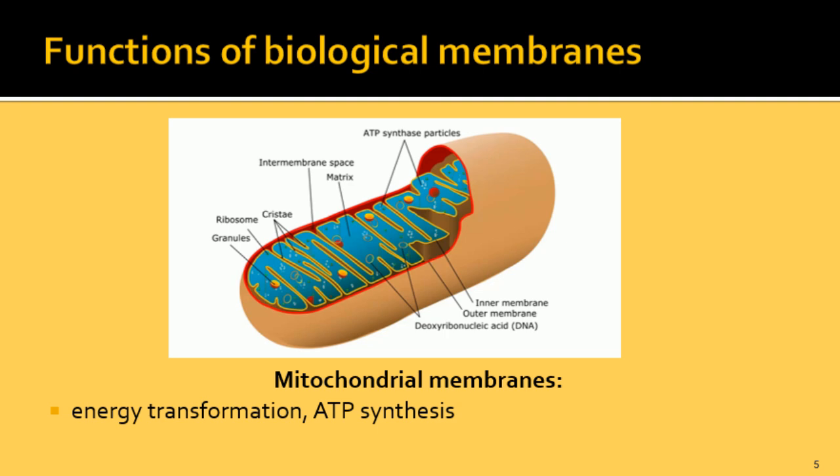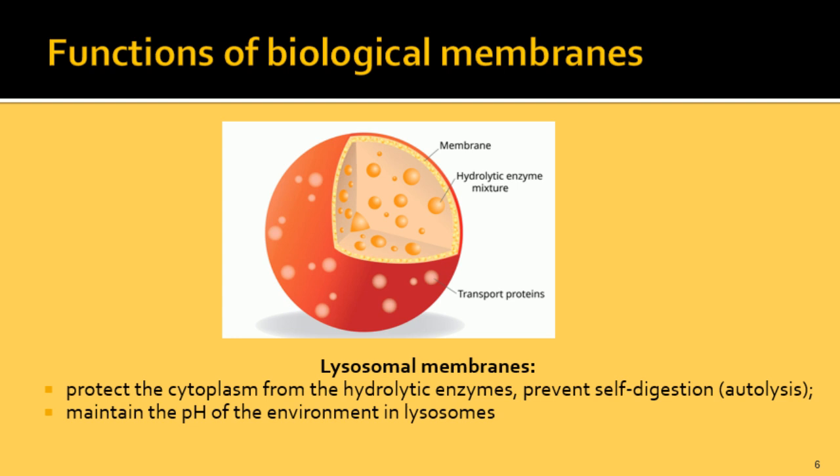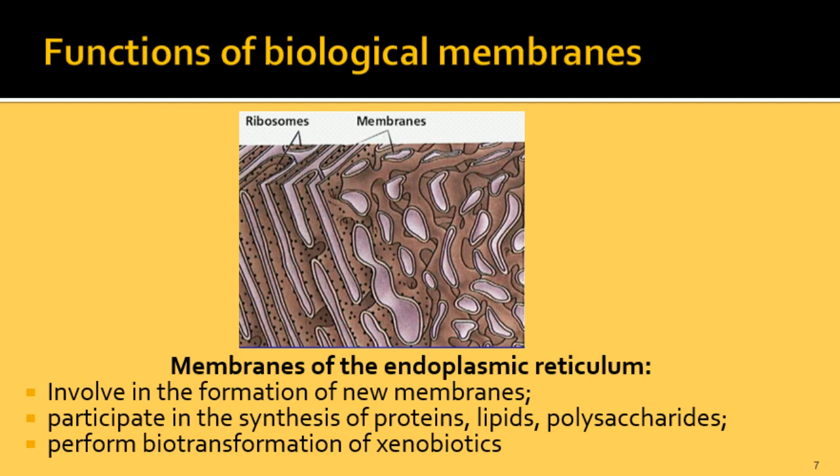Mitochondrial membranes, internal and external, are responsible for transforming energy in oxidative phosphorylation, ATP synthesis. Lysosomal membranes protect the cytoplasm of the cell from the hydrolytic enzymes, prevent self-digestion, autolysis, of the cells, and contribute to the maintenance of a constant pH in lysosomes. The membranes of the endoplasmic reticulum are involved in the formation of new membranes, carry out the synthesis of proteins, lipids, polysaccharides, and oxidation of hydrophobic metabolites and xenobiotics.